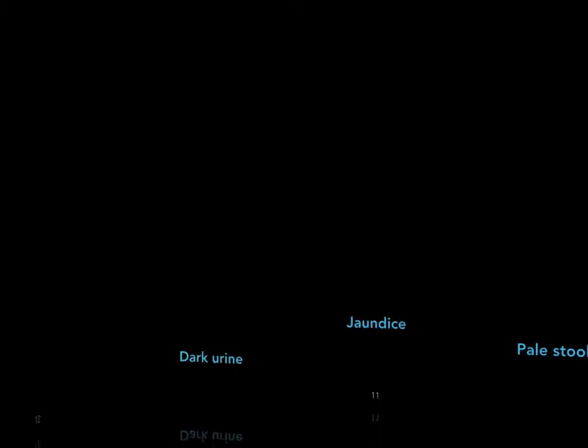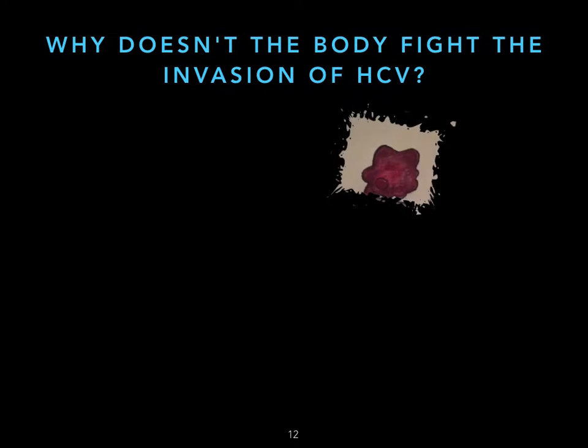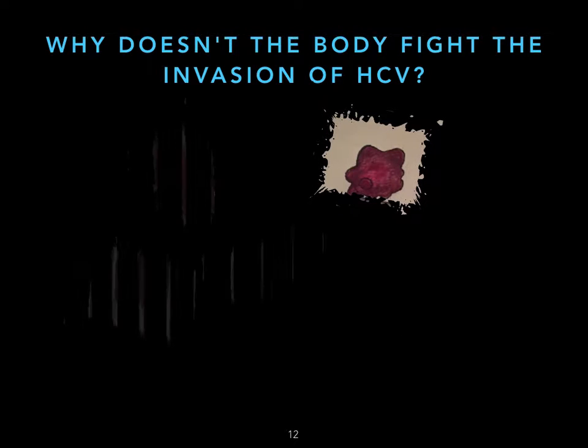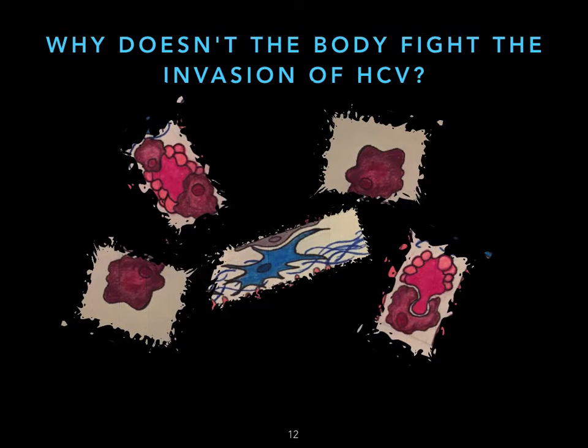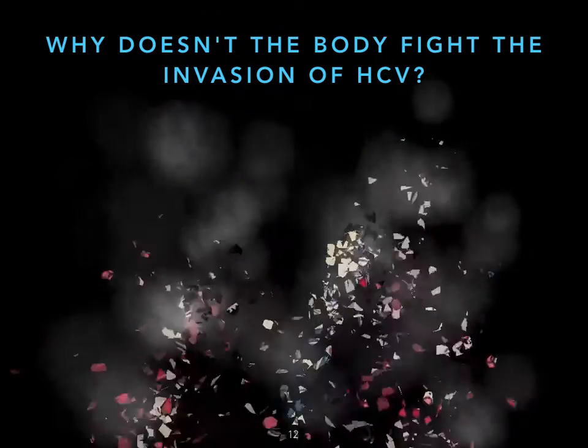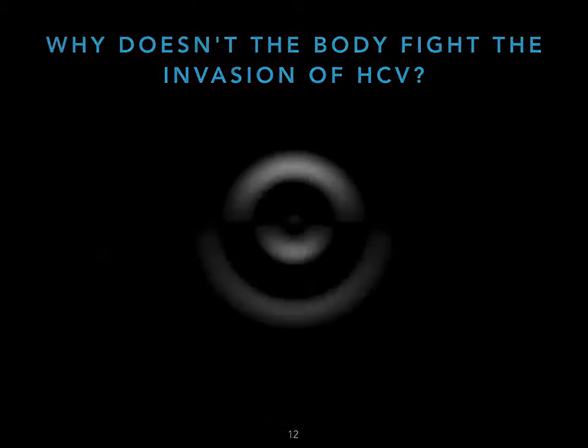Why doesn't the body fight the invasion of HCV? Replication of HCV is very rapid. With a high mutation rate, the virus evades the natural immune defense mechanisms of the host. Due to the mutations that occur during RNA synthesis, the liver cell views the genetically altered viral RNA as its own and does not initiate an immune response to the virus. The viral RNA leaves the host cell and continues to infect more cells.